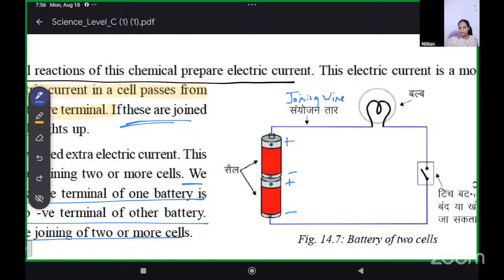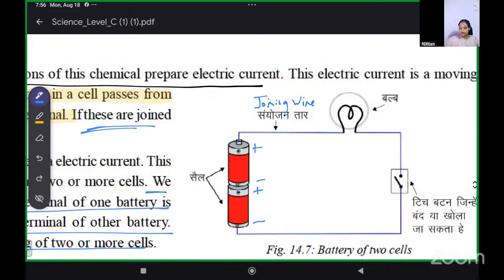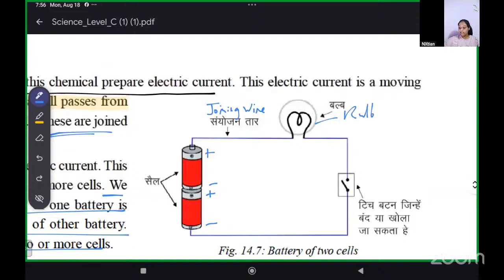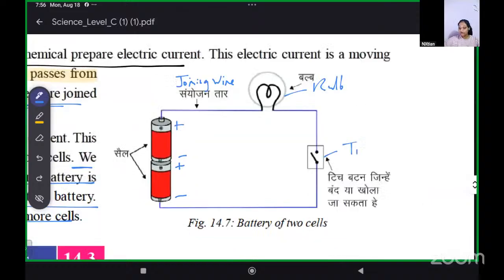This is the bulb. This is the switch button, and the wire is joined again here. If the switch is moved in a straight line like this, it connects itself to the wire. If it's removed from the wire, then it is turned off. So that is how it works.